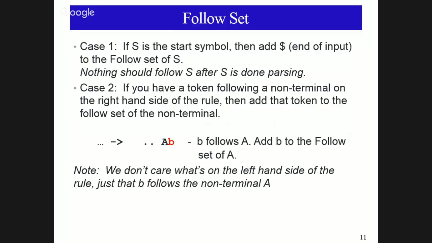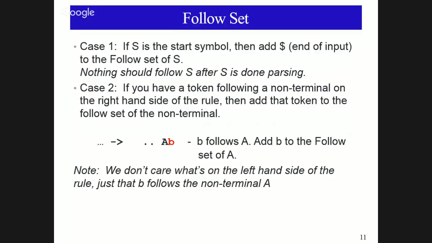Okay. Second case: if you have a non-terminal followed by a token or terminal, you have a big letter and a little letter. The little letter follows the big letter, okay? So the little b follows the big A. I don't care what's on the left-hand side. This over here doesn't matter what that is. What I care is that the little b follows the big A. So the little b goes into the follow set of A. Okay, so I can get the follow set that way.